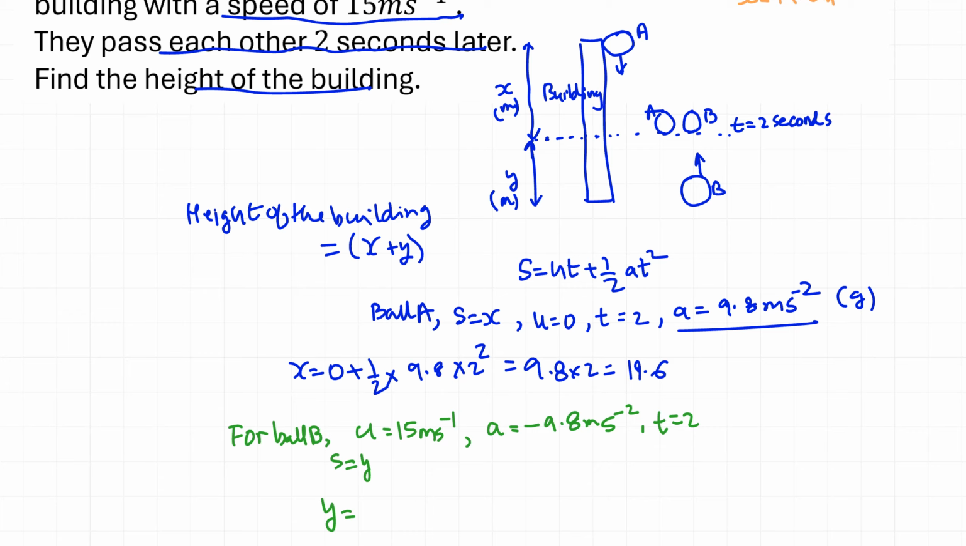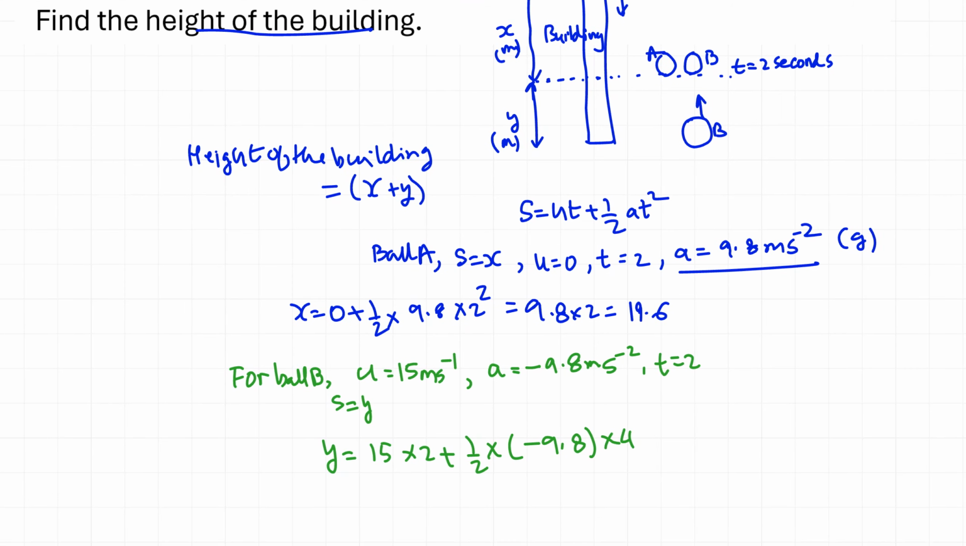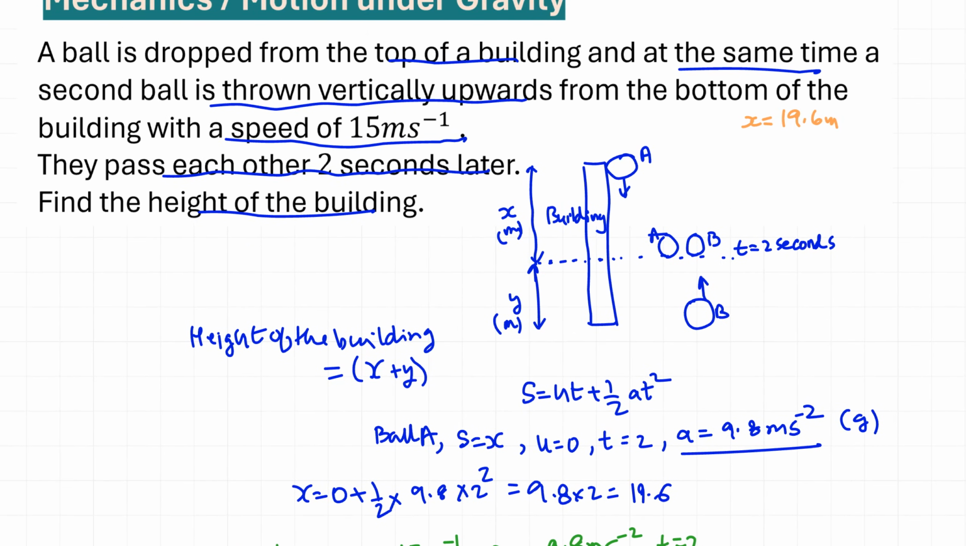So y is equal to 15 times 2 plus half times minus 9.8 times 4, since 2 squared is 4. So that is 30 minus 19.6, and that is 10.4 meters. So we get y is 10.4 meters.